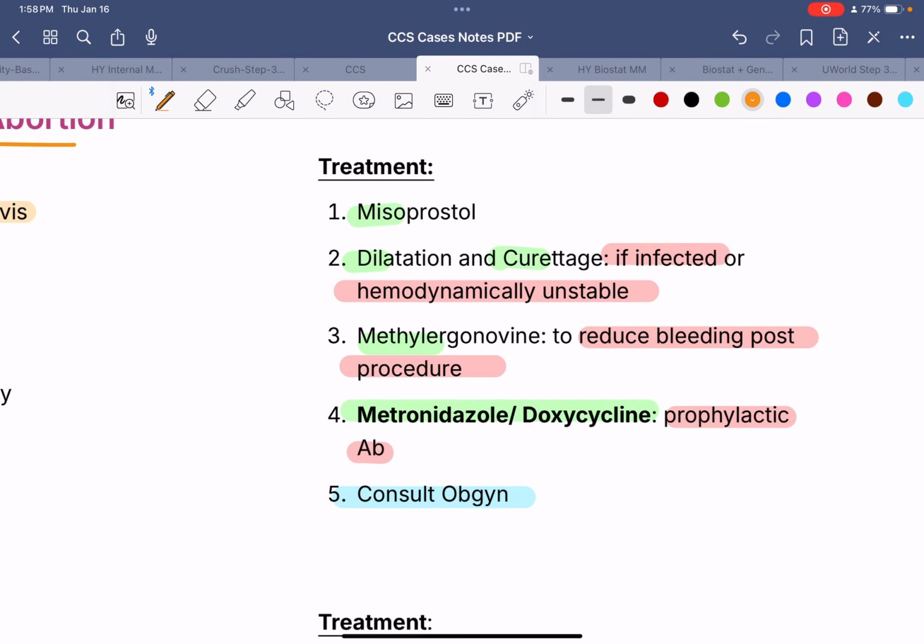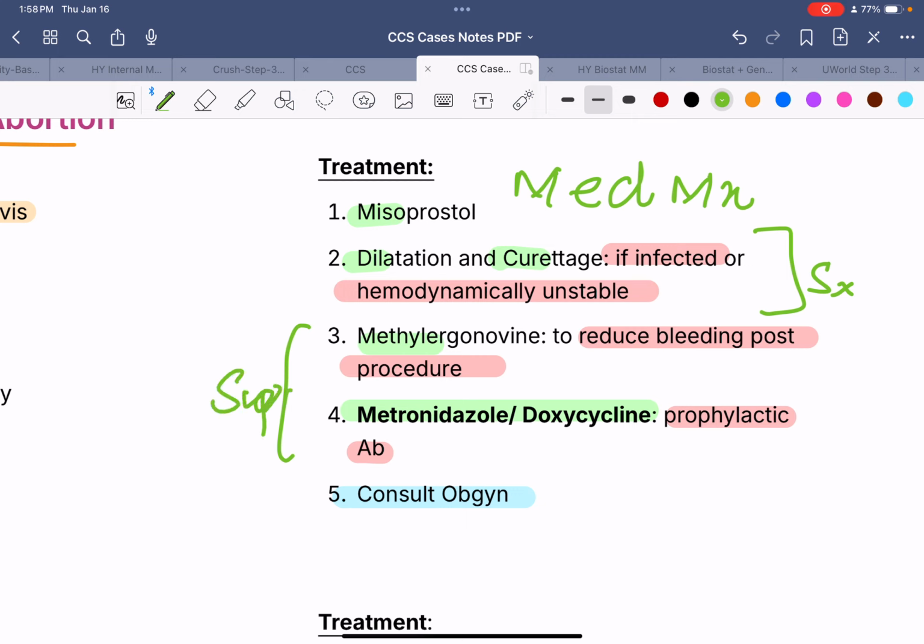Next off, we have the treatment. So in the treatment, we are going to divide it into surgical management along with medical management, right? And in the medical management as well, there would be the supportive management and the definitive management, which will assist with the abortion, right? So let's first of all begin with the supportive management, supportive medical management, right?